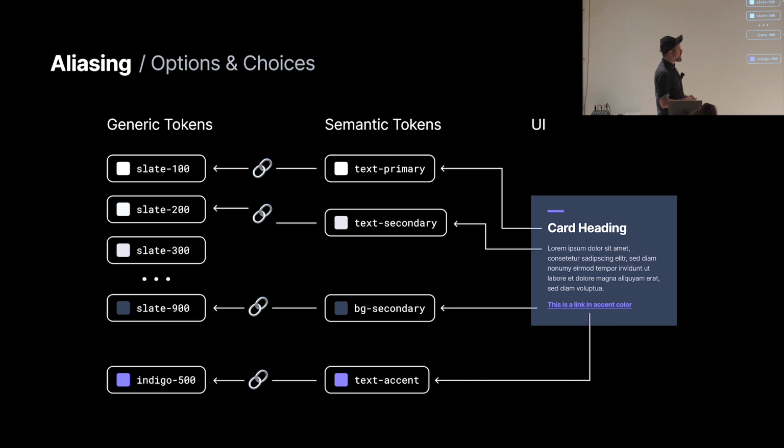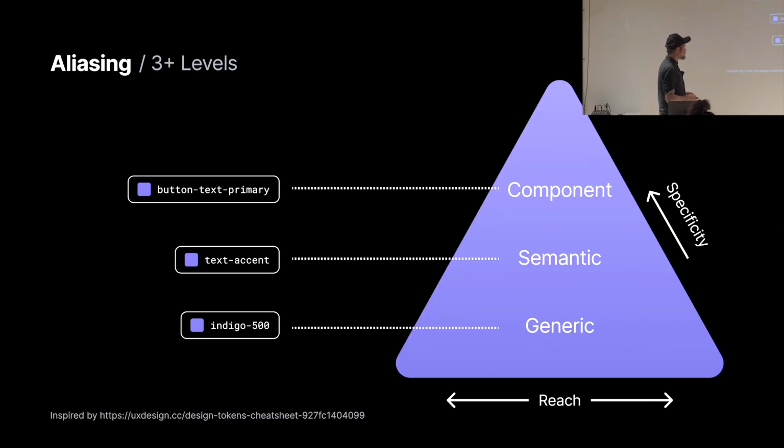Same is true here for our body color of the card. So this is probably called text secondary. I made up this name, so it could also be called text muted, text body. It's just something I prefer to call it. You could also call it FG secondary, for example. But this text secondary is an alias that points to the slate 200 generic token. Same is true here for the background. I might call this BG secondary, and it points to our slate 900 token.